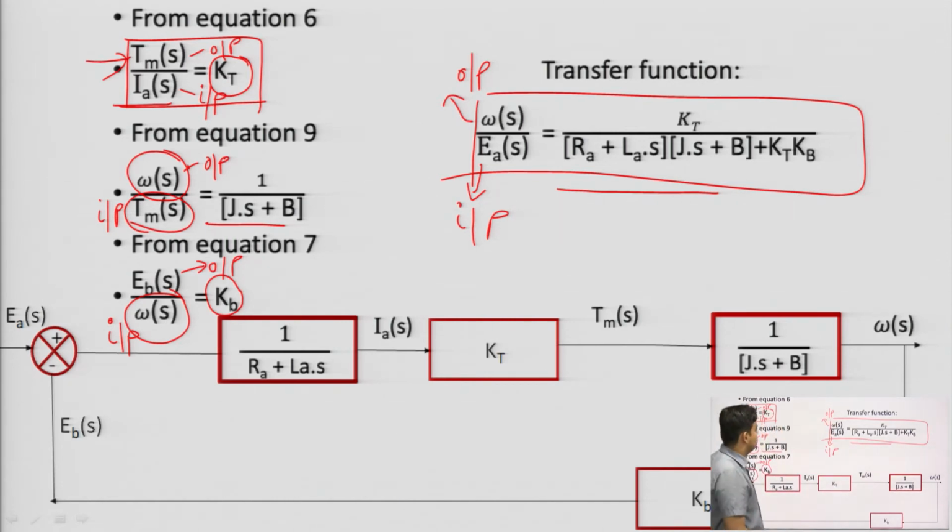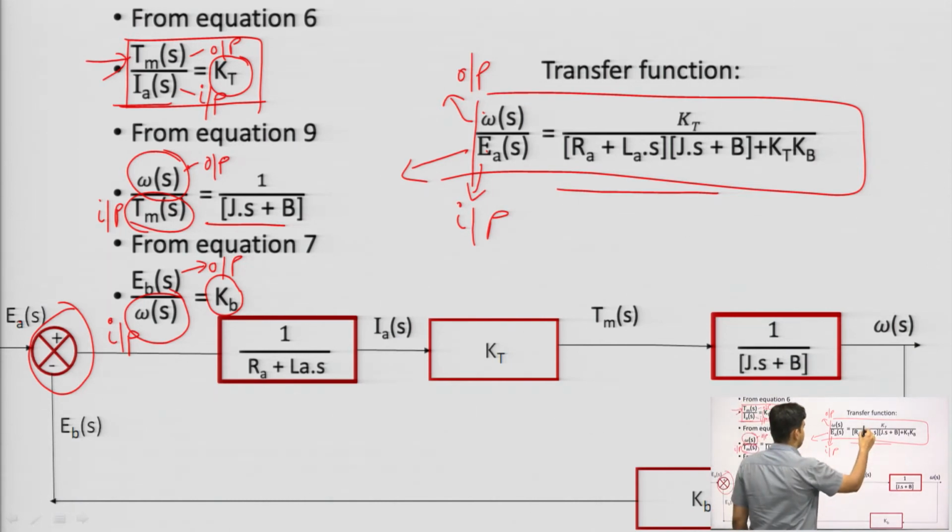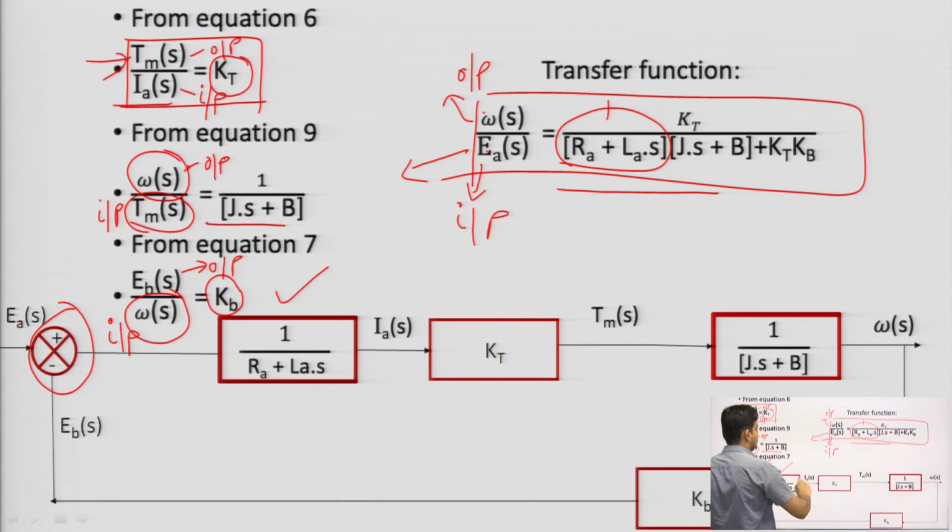Now, we need to draw the block diagram for it. Here E a of s is the input, and this is the output. This is the summer block, we will talk about it later because it is receiving certain feedback. My first block would be 1 over R a plus L a s, and here it is giving the output I a.